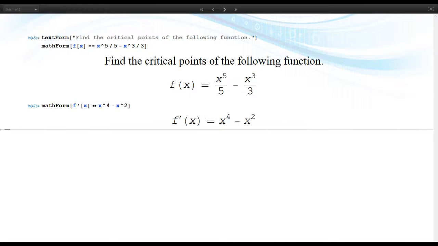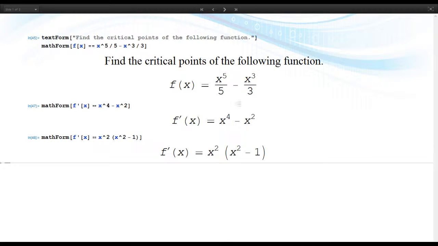And now we have to worry about where does this derivative equal 0? So we have to factor it. So we have f prime of x is equal to x squared times x squared minus 1. So we could see that the only way for the derivative to be 0 is if the x squared term is 0, or if the x squared minus 1 term is 0. So that gives us that x is either 0, 1, or negative 1.